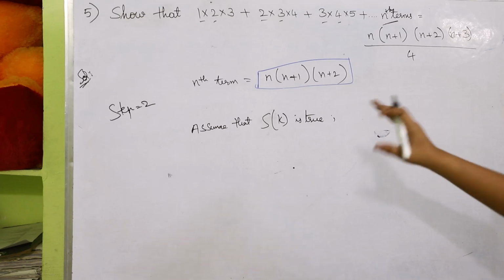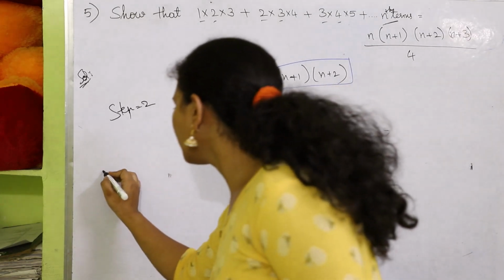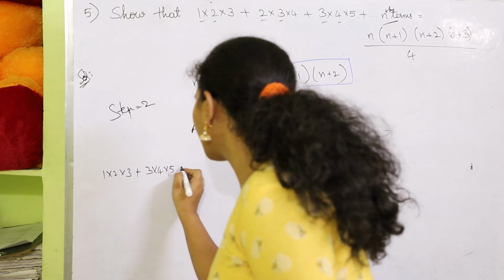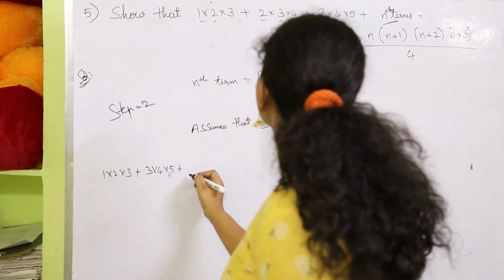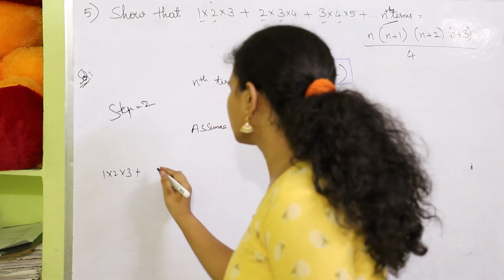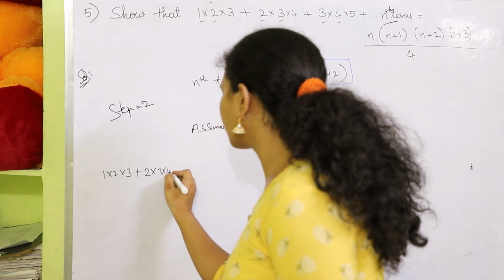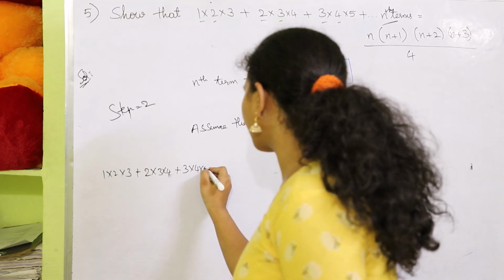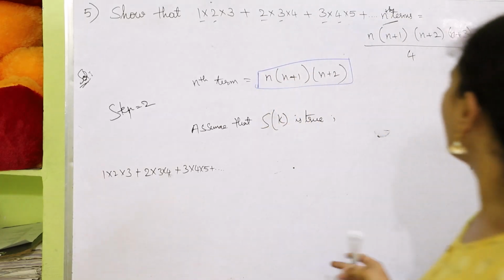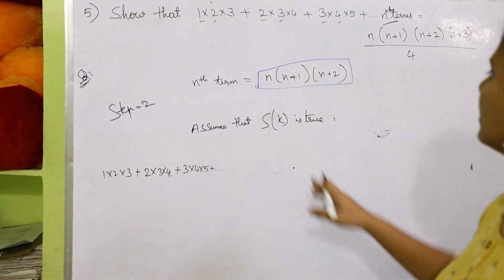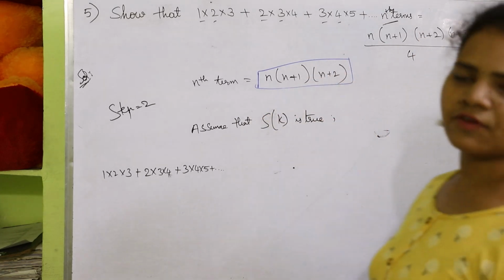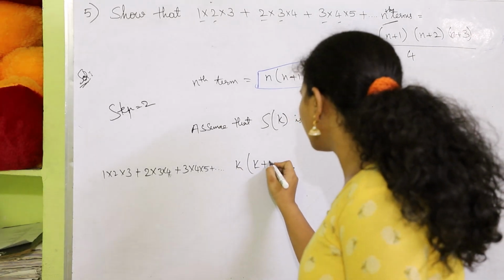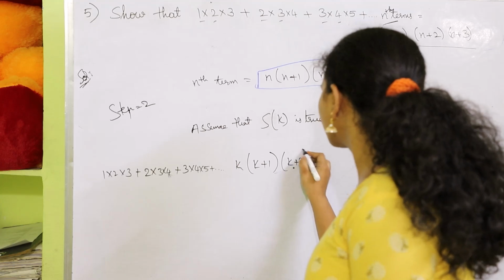So therefore, what you do? You write that equation over there: 1 into 2 into 3 plus 2 into 3 into 4 plus 3 into 4 into 5 till n terms, where the n value is n into n plus 1 into n plus 2. Instead of n, substitute k. So this becomes k into k plus 1 into k plus 2.